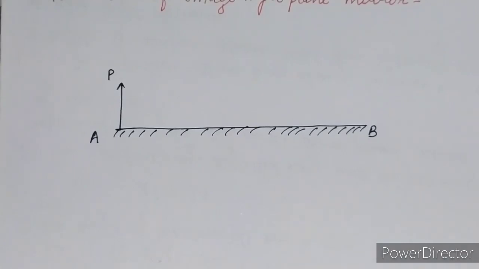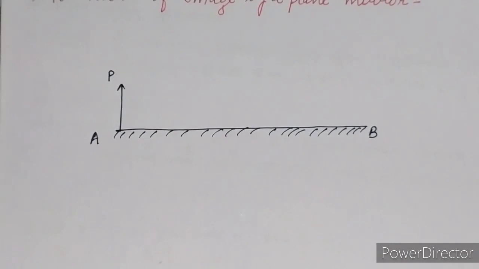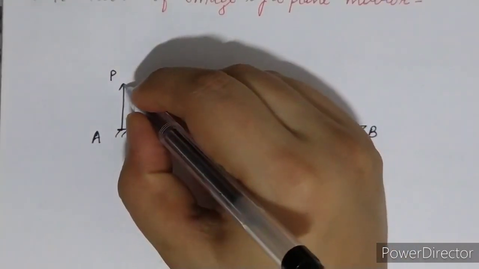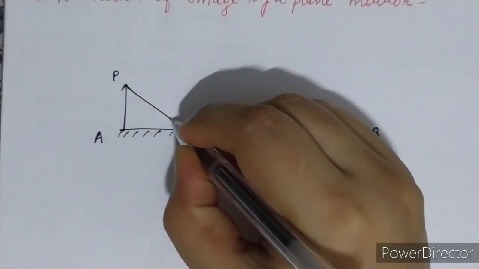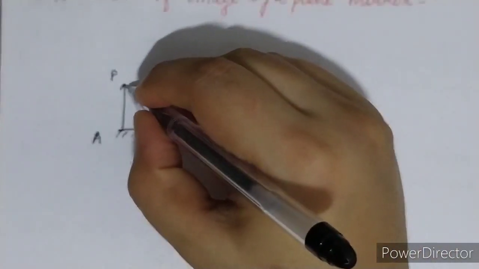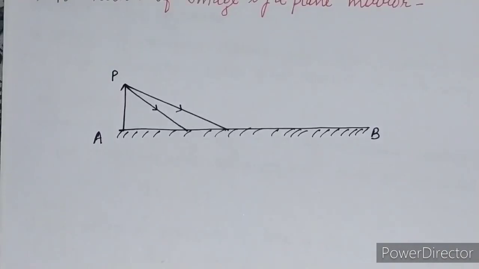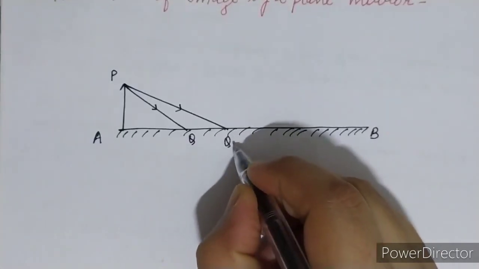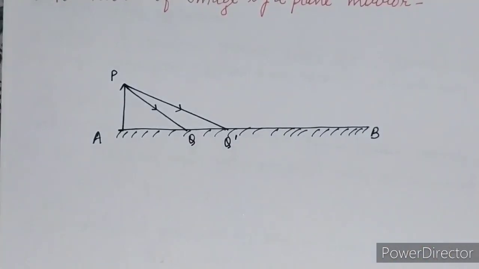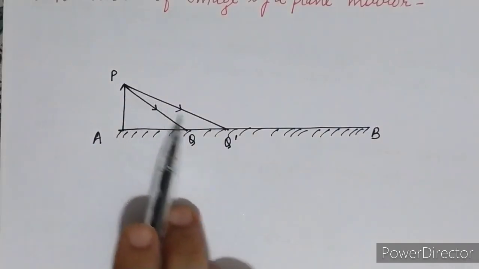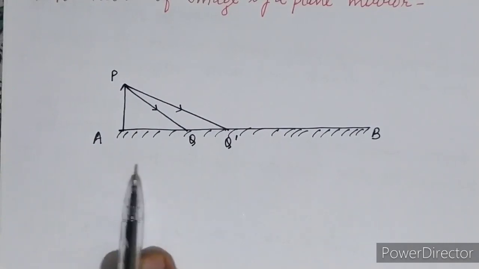Okay, now for the construction we always need two rays. So the two rays are here. The first is coming, and another one is from here. Okay, these are the two rays. So this one is your PQ and this one is PQ dash. Okay, clear?